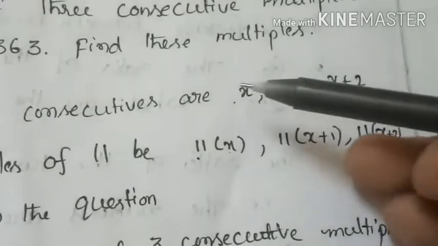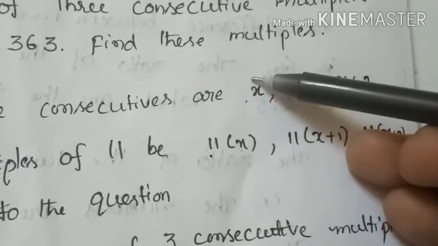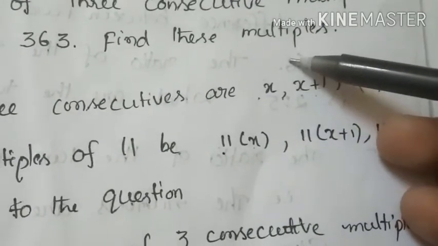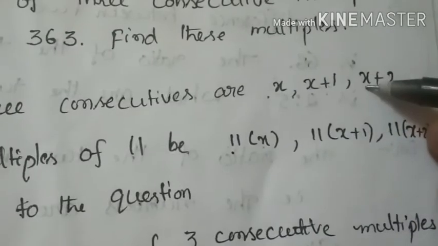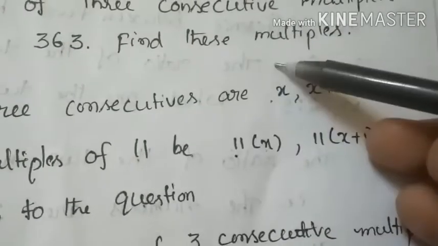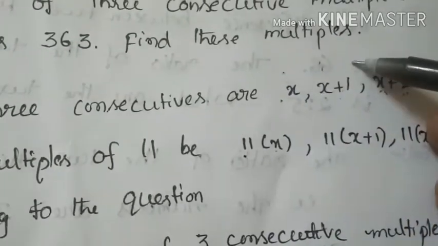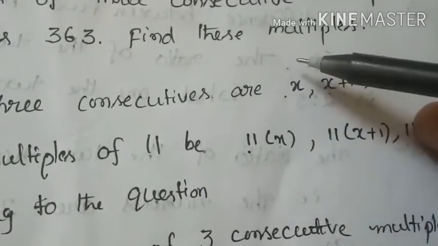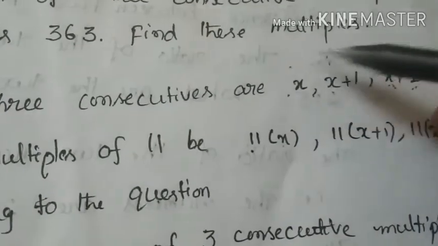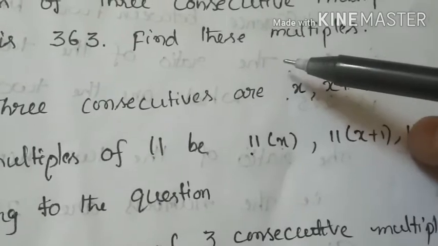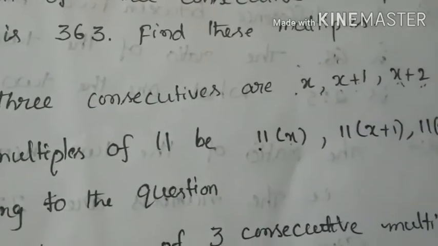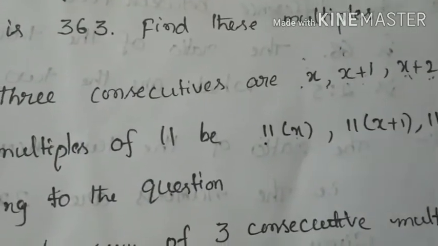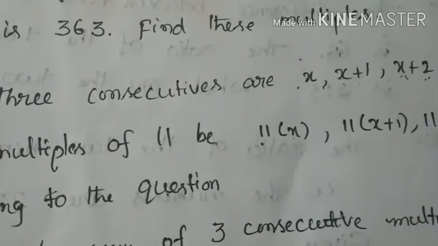Suppose we think this is 3. 3 plus 1, then after will come 4. Next 3 plus 2, 5. So 3, 4, 5. Is there any gap between two numbers among these? No. That means there is no gap. Okay, now multiples. So we got these multiples.